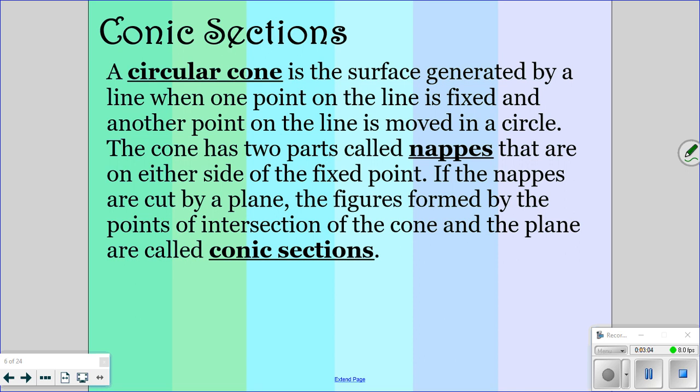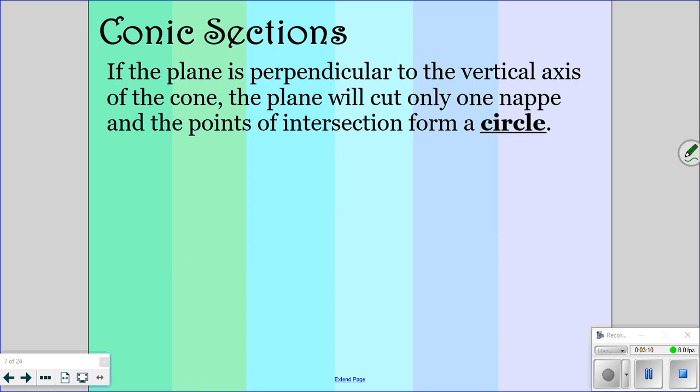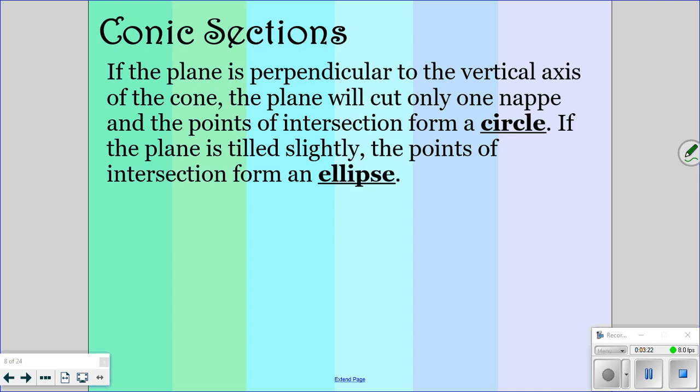So there are 4 conics, and we're just going to be looking at one of them today, but we're going to go over what the other 3 are. So if you take your plane perpendicular to the vertical axis, and it's only going to cut one nape, it's going to form a circle. If you tilt it slightly, then it forms an ellipse.